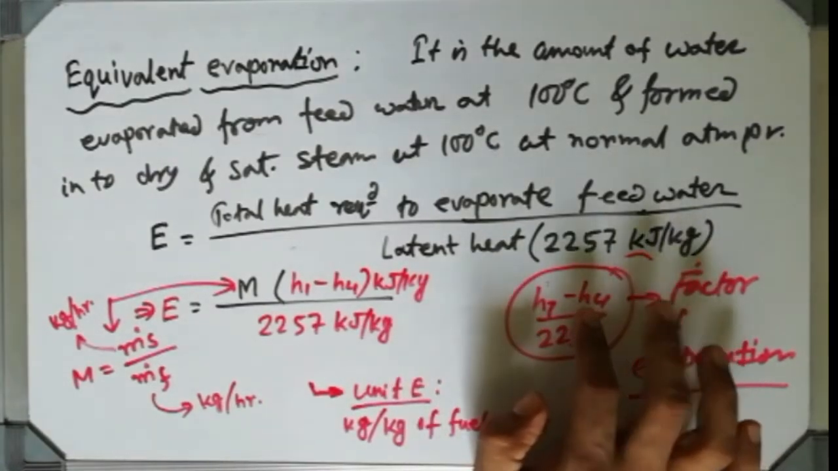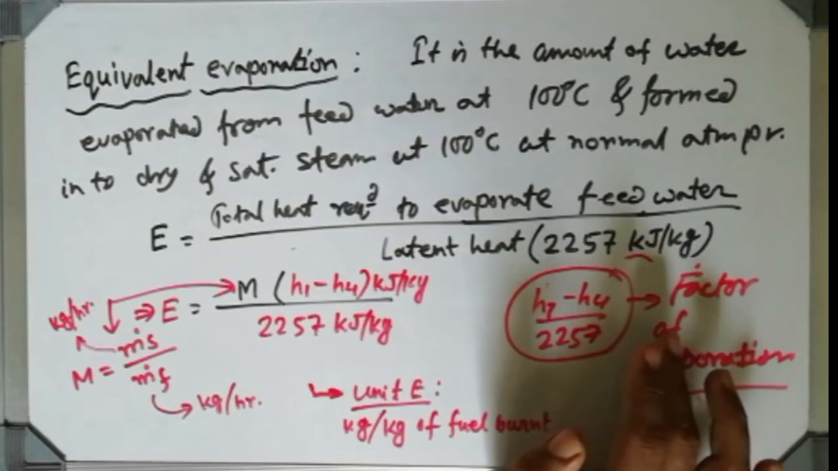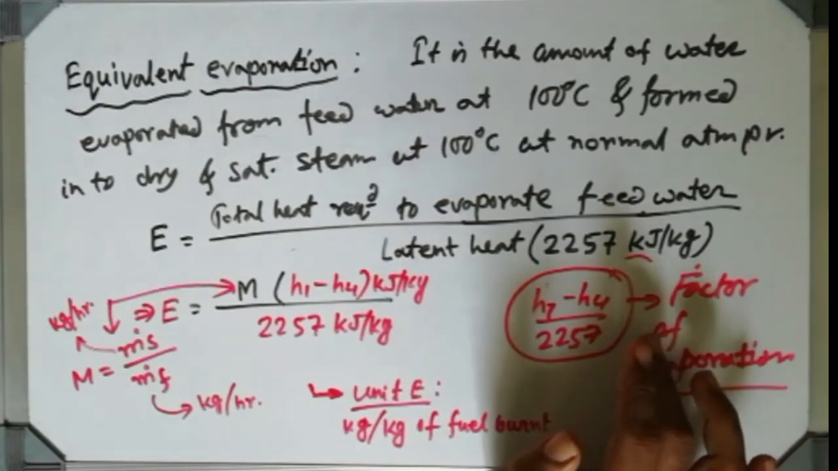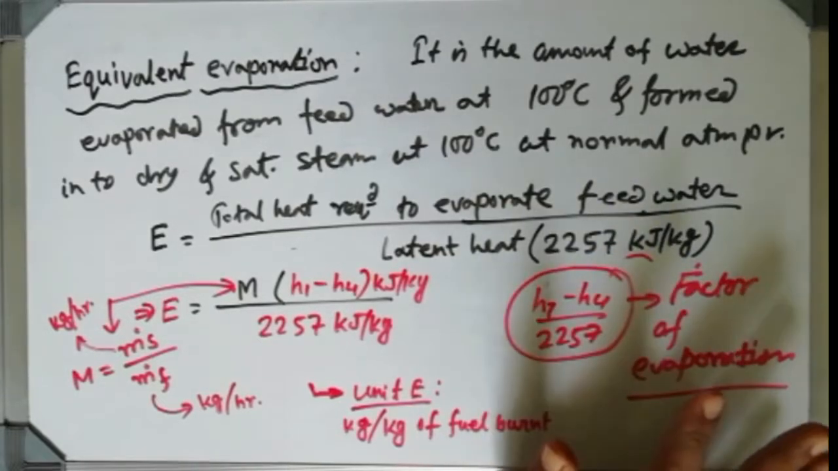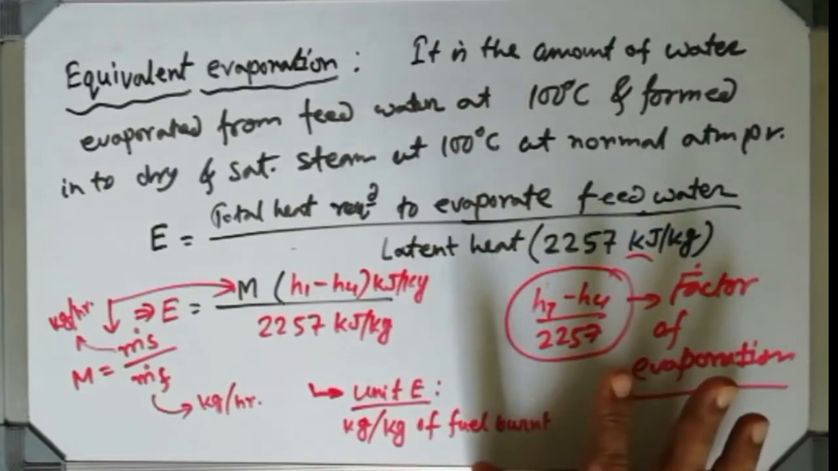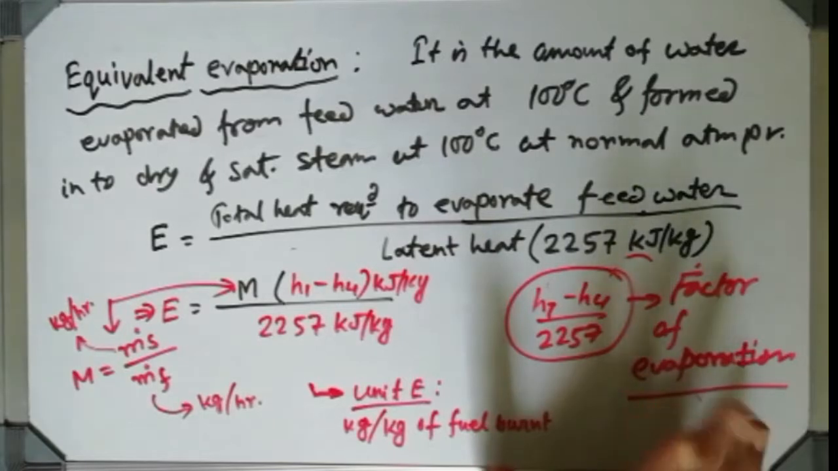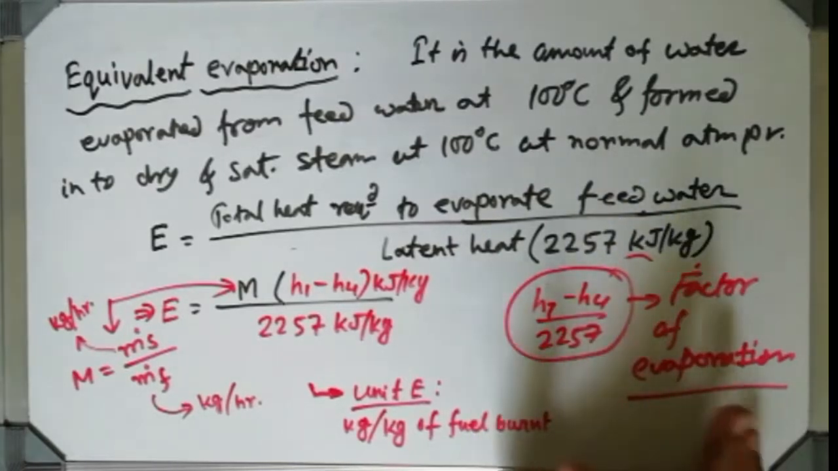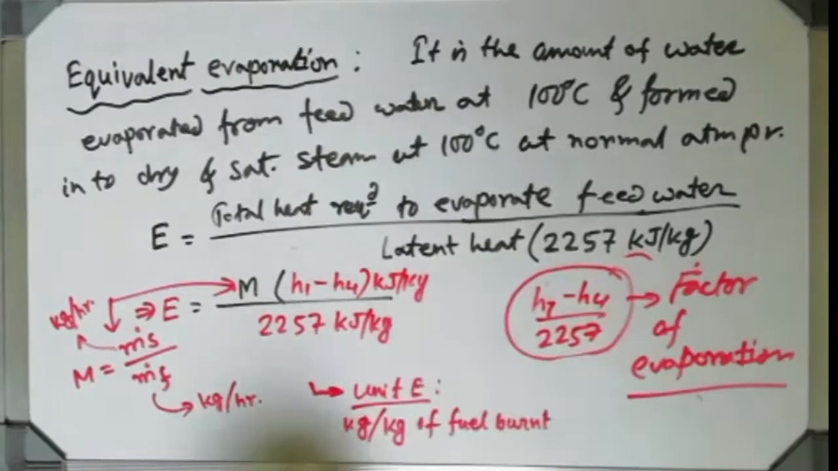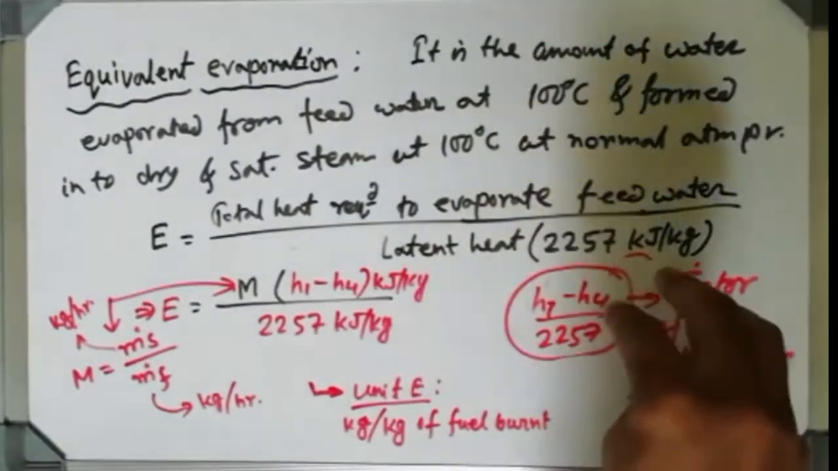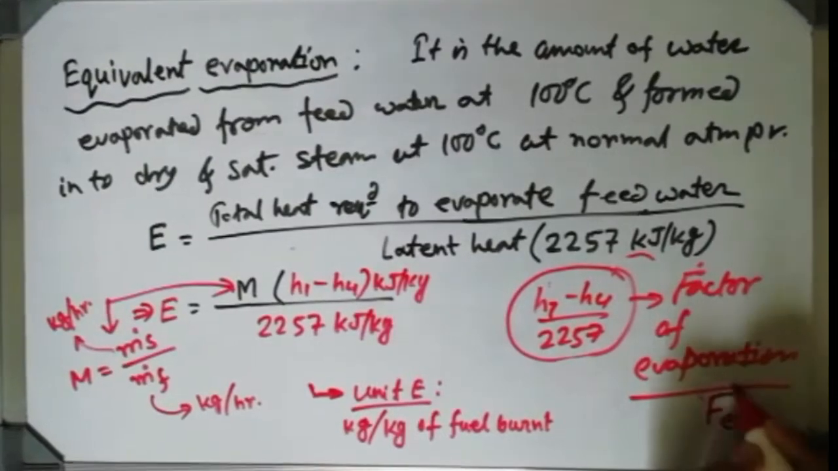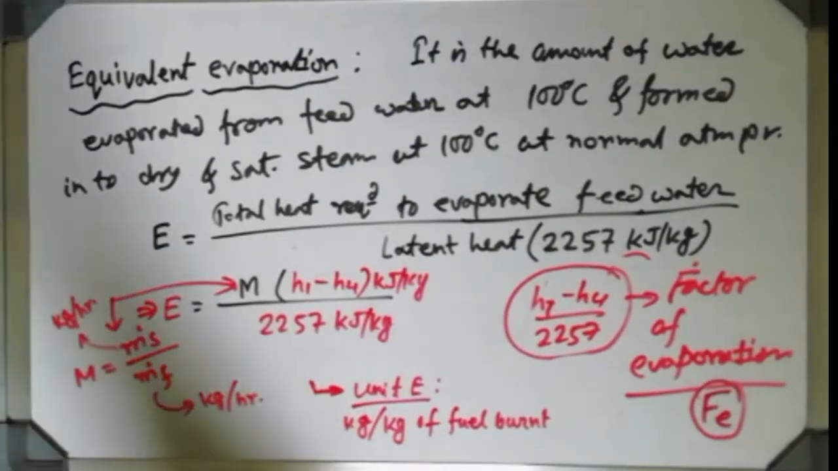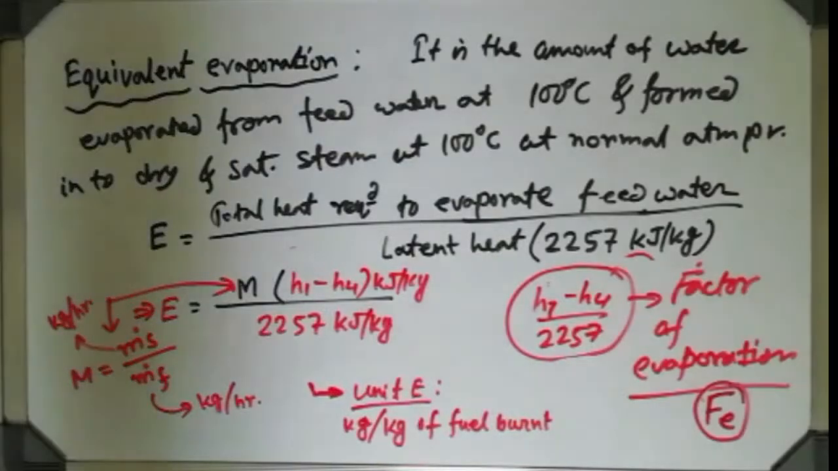H1 minus H4, that is the heat received by 1 kg water, and 2257, that is the heat received by 1 kg water during the evaporation, during the phase change process, that is the latent heat 2257. That thing is known as factor of evaporation, and that is expressed generally capital Fe. Understood or not?